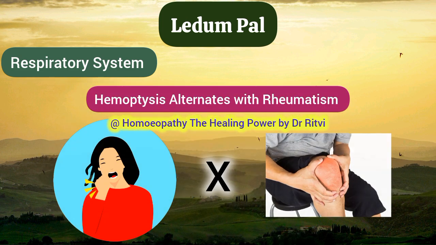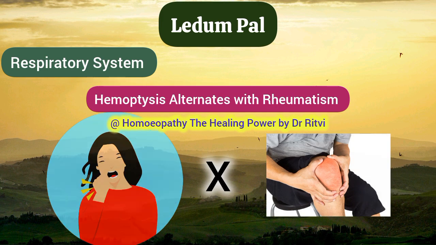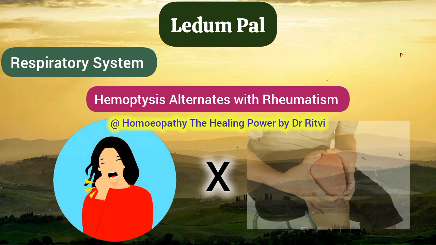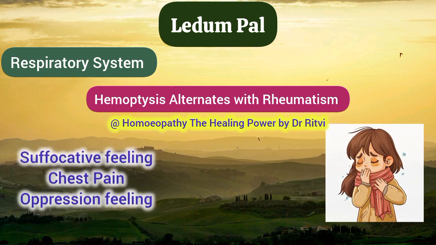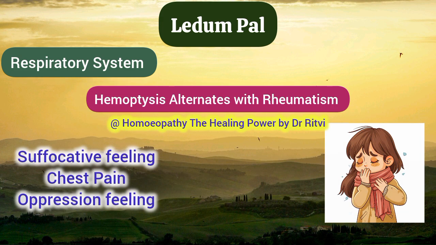This is the characteristic symptom of Ledum pal, where you will find that your patient is complaining of haemoptysis, that is blood in sputa, with a rheumatic symptom which is alternatively seen in the patient. So here general other symptoms like suffocative feeling, oppression feeling in the chest region, pain along the trachea, pain in the chest region, constriction feeling is seen with rheumatic symptoms.